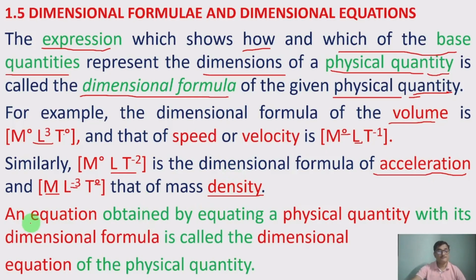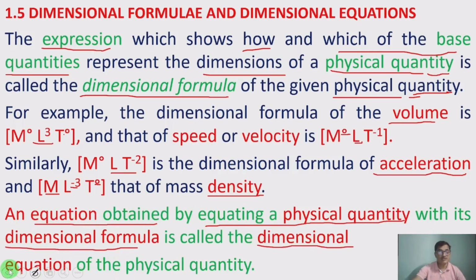And now we can say that an equation obtained by equating a physical quantity with its dimensional formula is called the dimensional equation of that physical quantity. Here, for the dimensional formula we have taken for the different physical quantities, if we equate it with the physical quantity symbol, that equation we are going to have is called a dimensional equation.